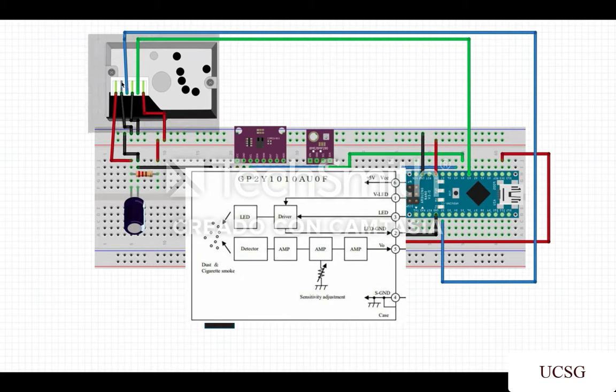We have two ground connections, that is pin number 2 and pin number 4. Pin number 2 is connected to ground and pin number 4 is connected to the ground of Arduino.